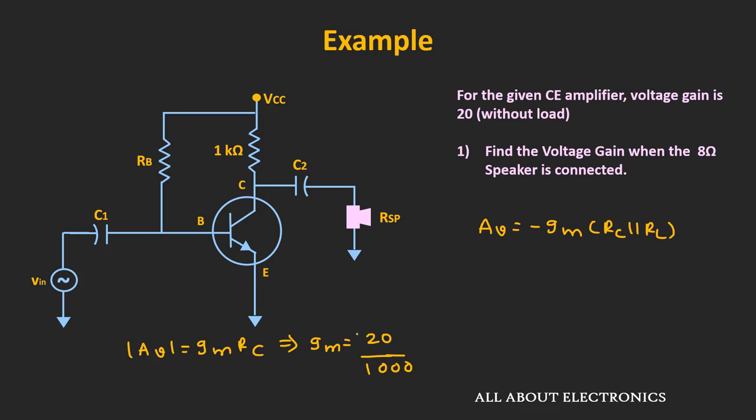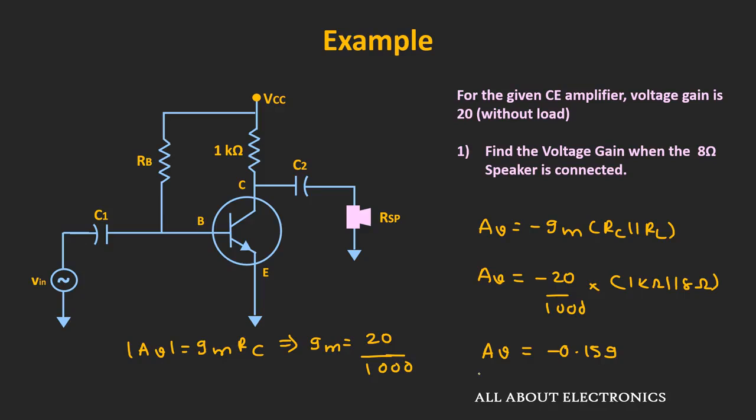So let us put this value of Gm in this expression and let us find the voltage gain when there is an 8 ohm load connected to this amplifier circuit. That means the voltage gain AV is equal to minus 20 divided by 1000 times 1 kilo ohm in parallel with 8 ohm. That is equal to minus 0.159.